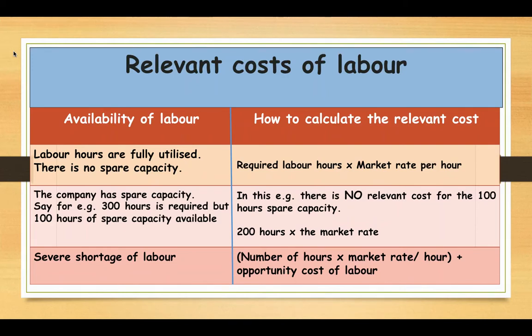So we need to add the opportunity cost of labor, which is £5 times 100, with the number of hours times the market rate. So I'll quickly summarize this. If there is a severe shortage of labor, the relevant cost of labor is going to be number of hours times market rate per hour plus the opportunity cost of labor. That means the opportunity cost of labor is the contribution foregone. So we have seen this one in theory. We will be doing quite a few examples in our next slide.